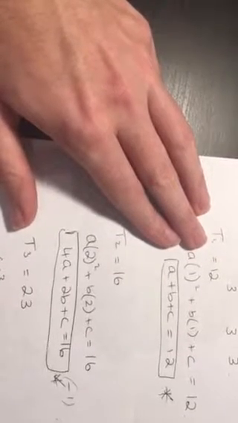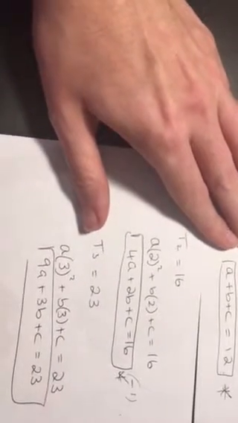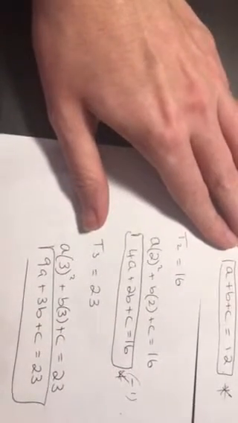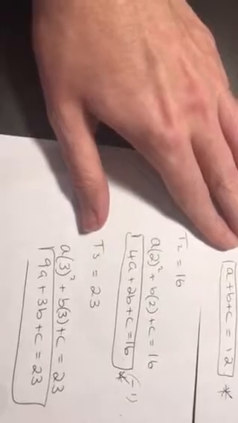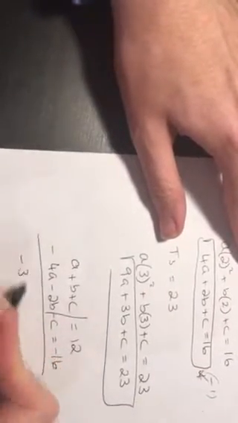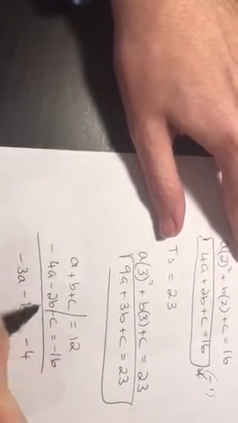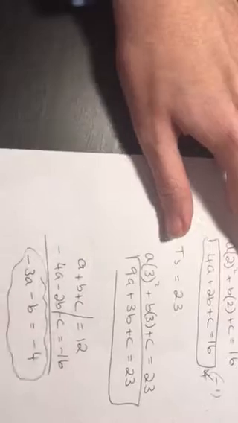A plus b plus c is equal to 12 and 4a, so minus 4a minus 2b minus c equals minus 16. They're gone, which is what I want. That gives me minus 3a minus b equals minus 4. So there's my junior cert one.